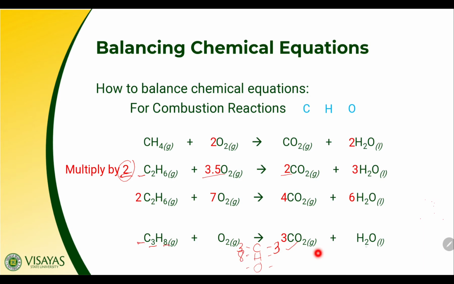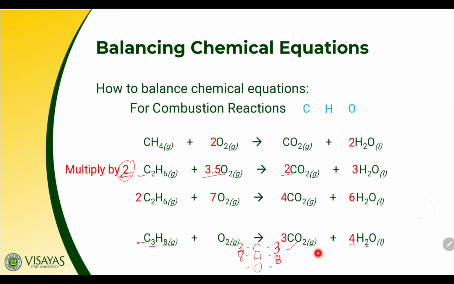On the product side, we have 2 times 1, so we have 2. So therefore, we have to add a coefficient 4 to the water molecule, because when you multiply 4 by 2, we now have 8 hydrogen atoms on the product side.